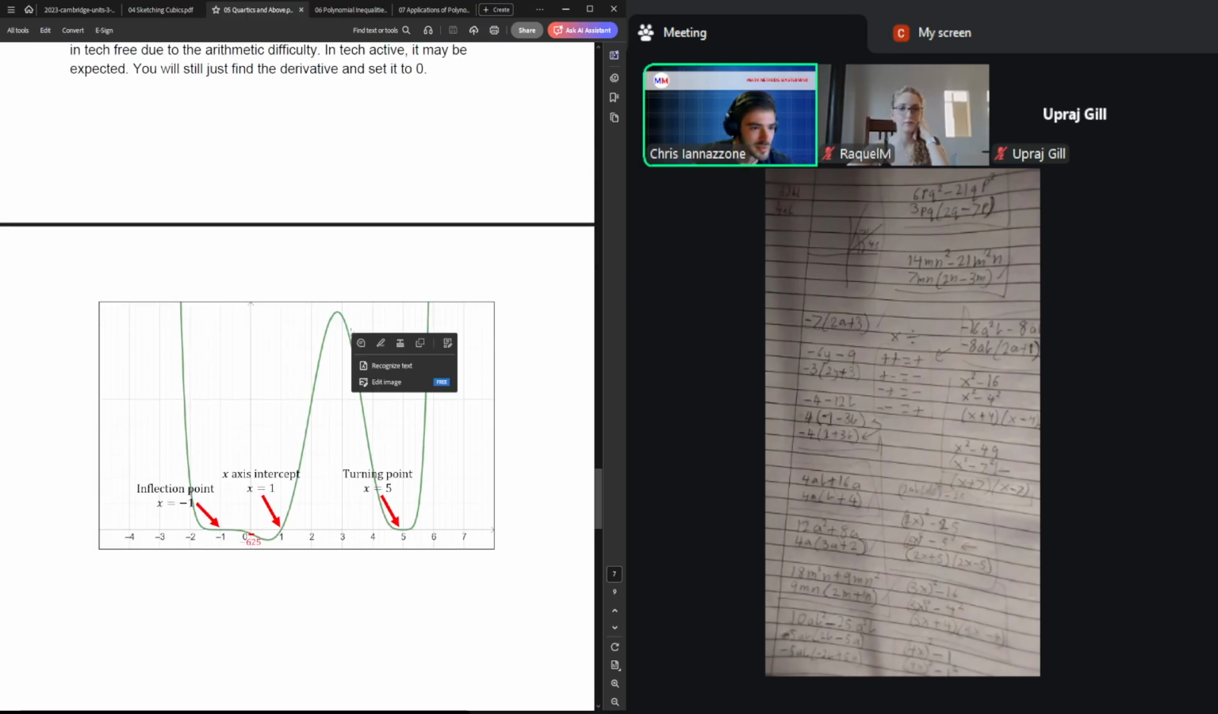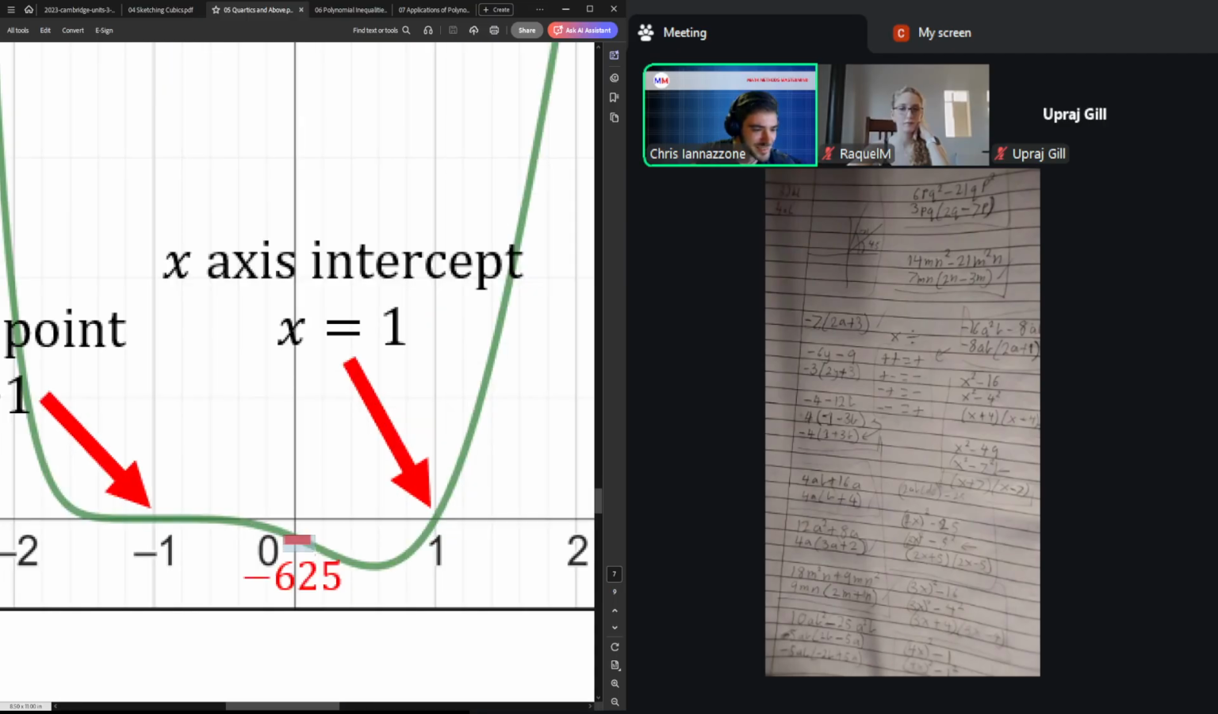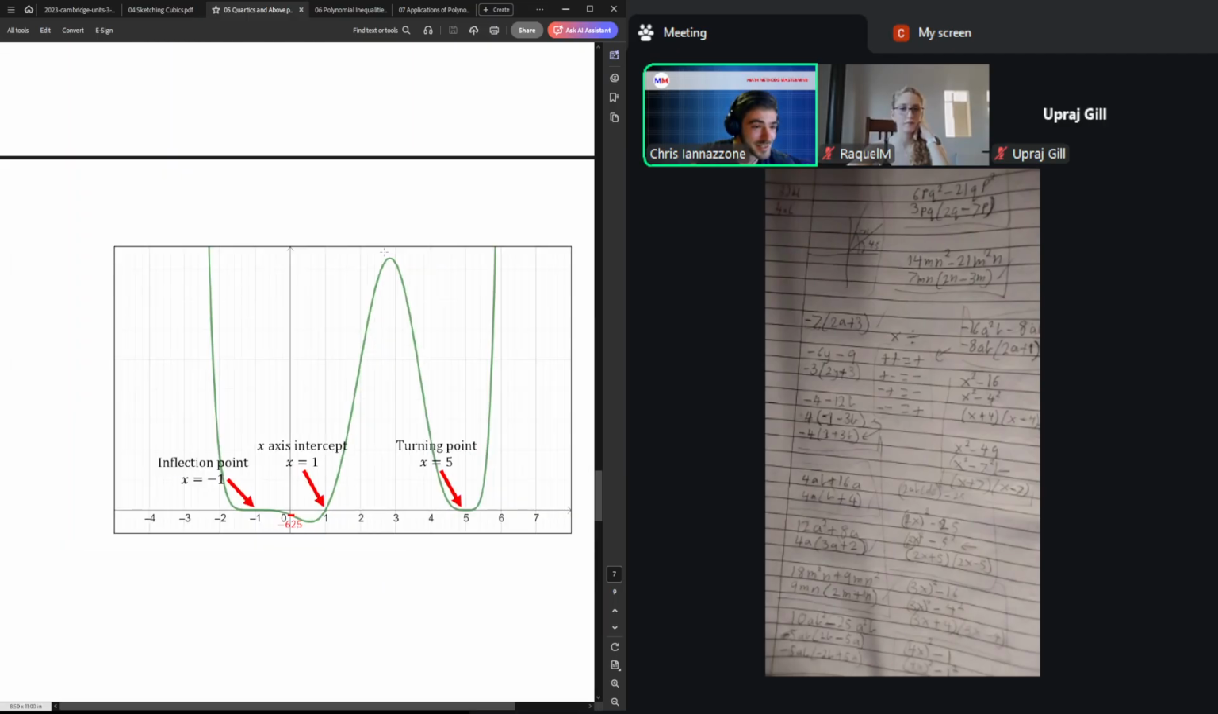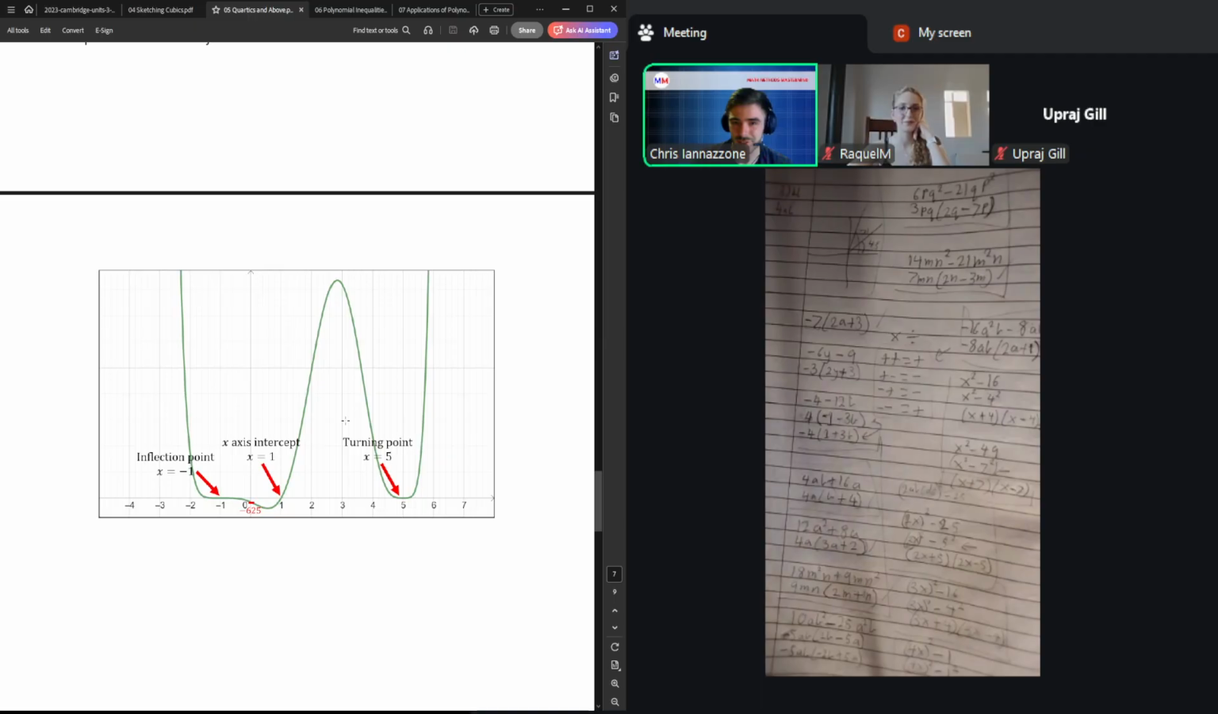Look, on the scale, this being negative 625, you can only imagine how high up these are. So you're never going to draw this tech-free, but it's a good skill to be able to look at a graph and understand what each of the factors are doing to that graph.